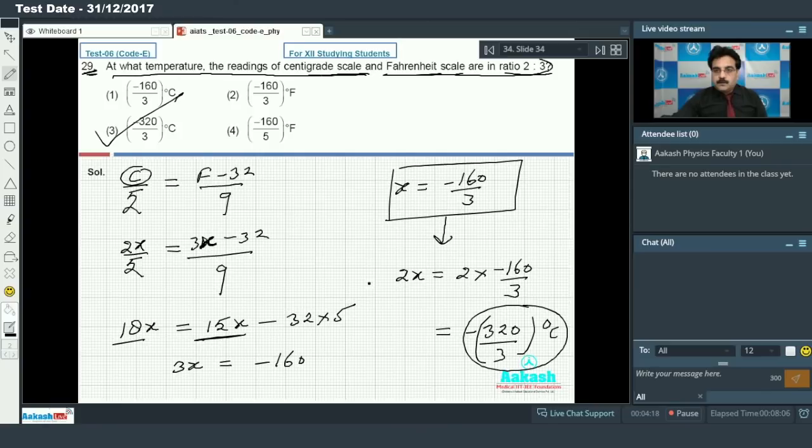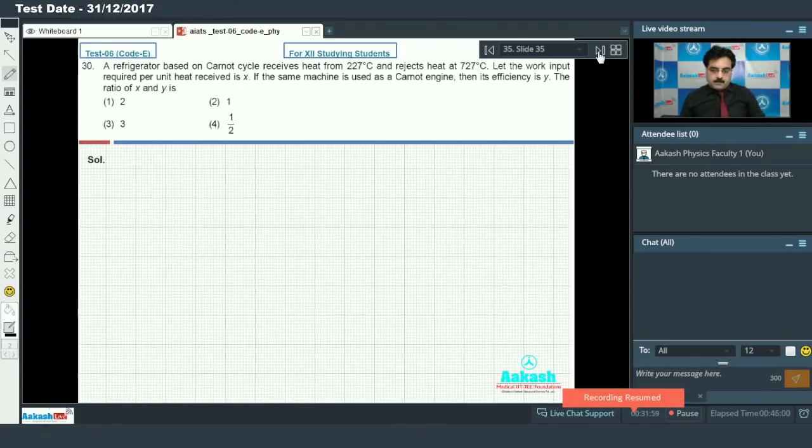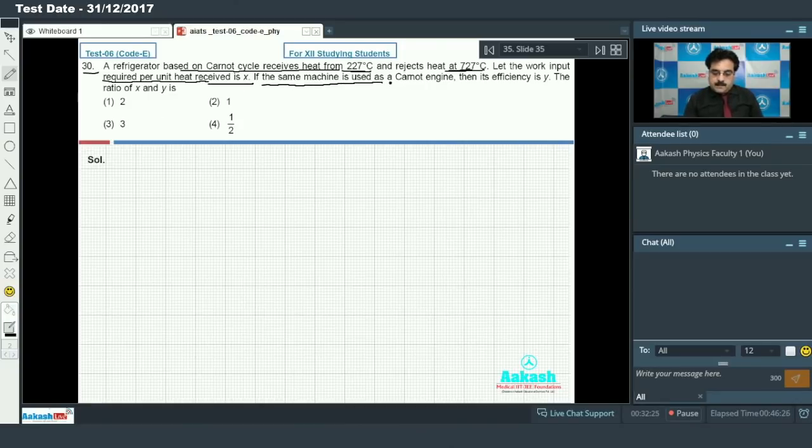Let's move on to question number 30. A refrigerator based on the Carnot cycle receives heat from 227 degrees centigrade and rejects heat at 727 degrees centigrade. Let the work input required per unit heat received be X. If the same machine is used as a Carnot engine, then its efficiency is Y. The ratio of X and Y is?